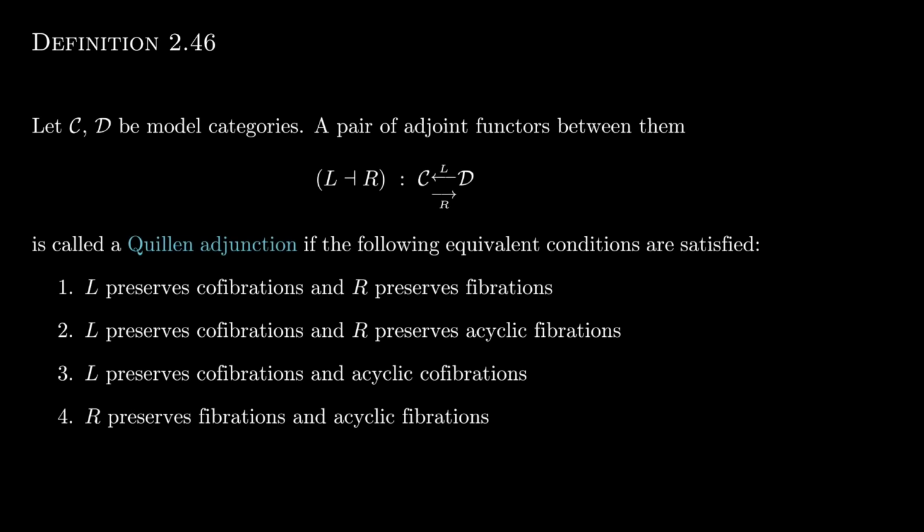That was pretty standard. It's time for some upgrades. We'd like to upgrade adjoint functors to model categories. A Quillen adjunction consisting of left and right Quillen functors is one that satisfies the following equivalent conditions. L preserves cofibrations and R preserves fibrations. L preserves acyclic cofibrations and R preserves acyclic fibrations. L preserves cofibrations and acyclic cofibrations, and R preserves fibrations and acyclic fibrations. The idea to keep in mind is that we want to associate L with preserving cofibrations and R with preserving fibrations.